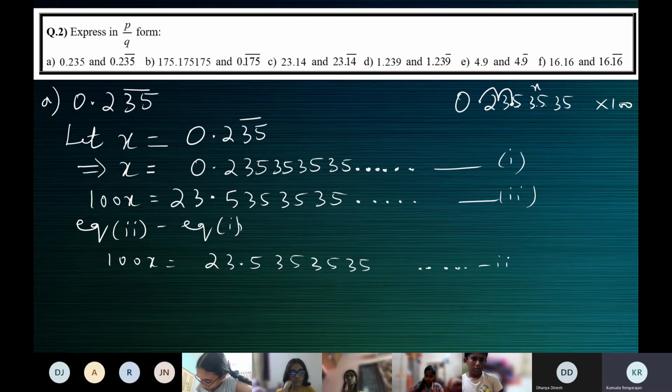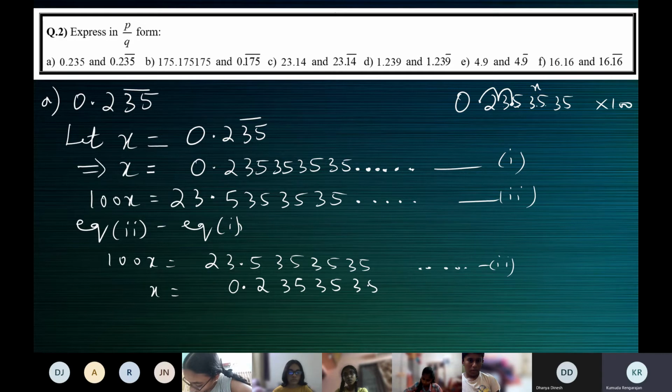This is equation 2. Now equation 1 is x is equal to, write it carefully, 0.2353535... going on forever. I should place the decimal point correctly. This is equation 1. Is this understood? Write 100x first and then x.